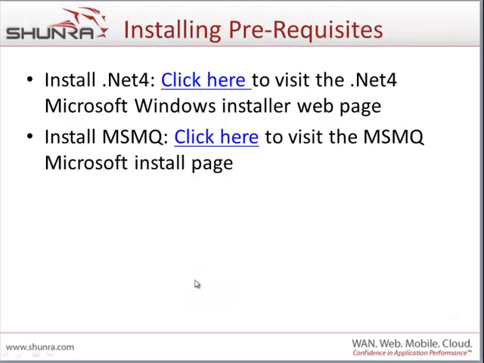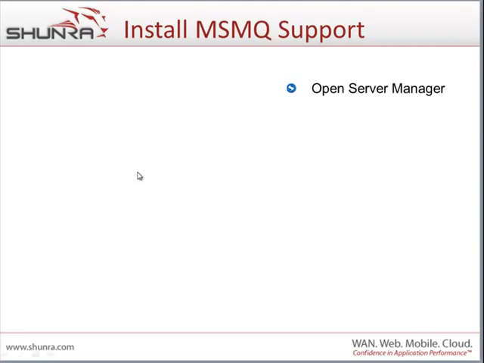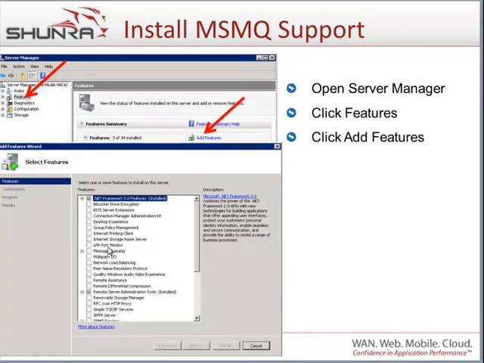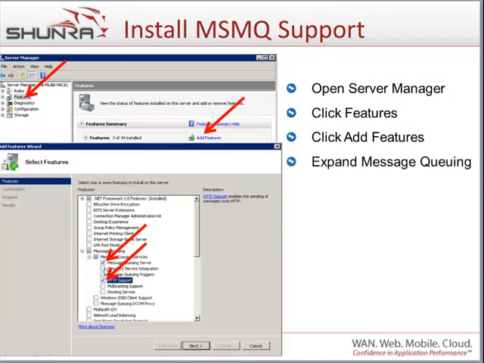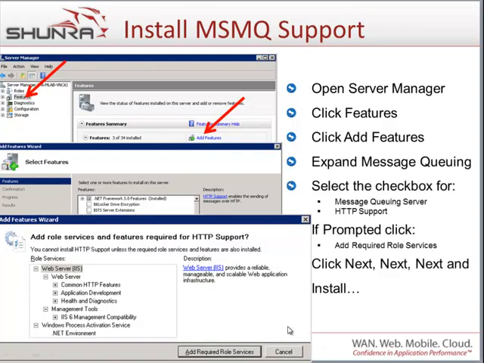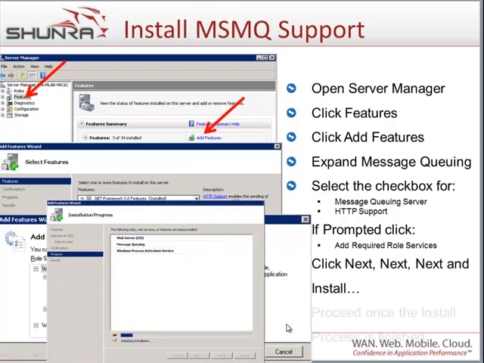Before we get started, let's install the prerequisites, .NET 4 and MSMQ. The links are going to be provided to you along with the install package. For installing MSMQ, it's straightforward. Open up Server Manager, click Features, Add Features, and then expand Message Queuing. Select HTTP Support and Message Queue Server. Click Next. Go ahead and tell it to add the required roles and services. It will do that, and then walk through the rest of the wizard.